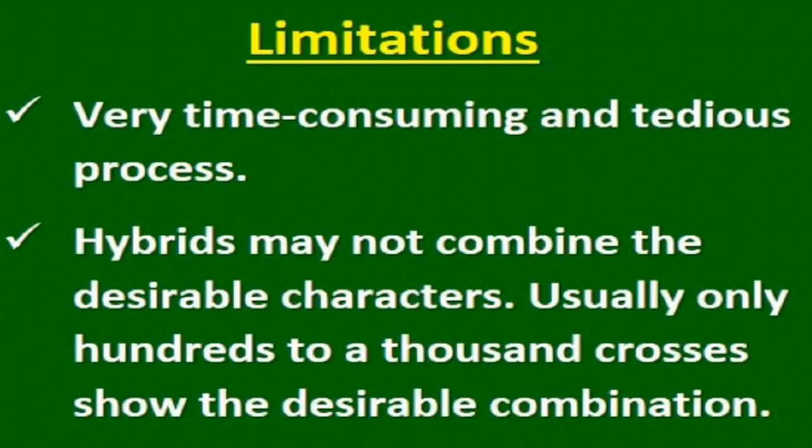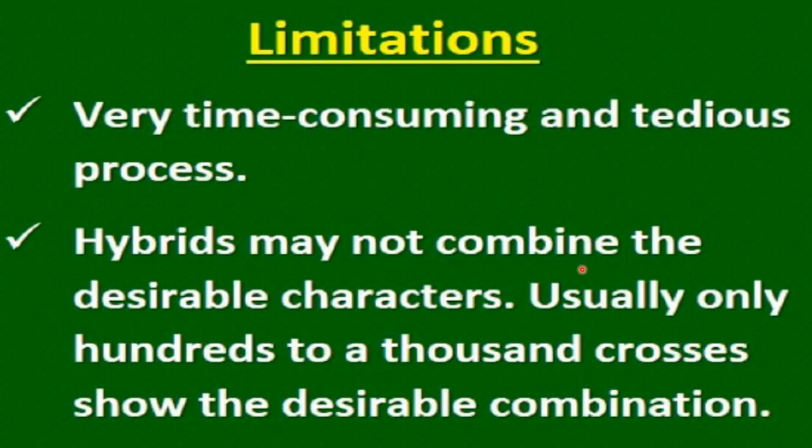Now what is the limitation of this step? So here we are talking about the normal breeding between two plants having the desired characteristics. This normal breeding is a very time consuming and tedious process, because the normal breeding method of the plants takes time. So it is very time consuming and tedious.